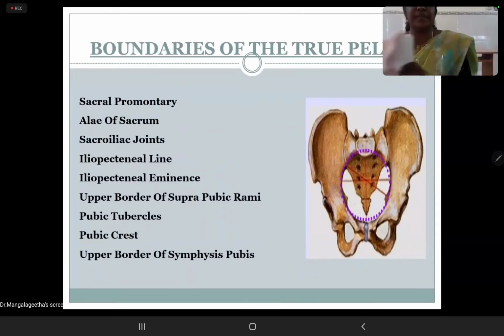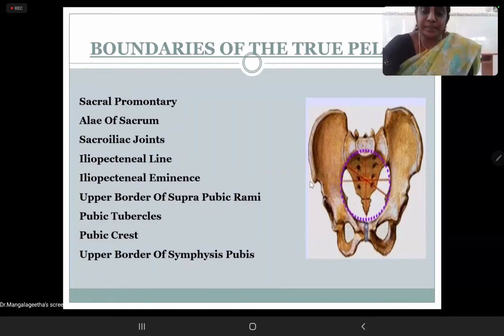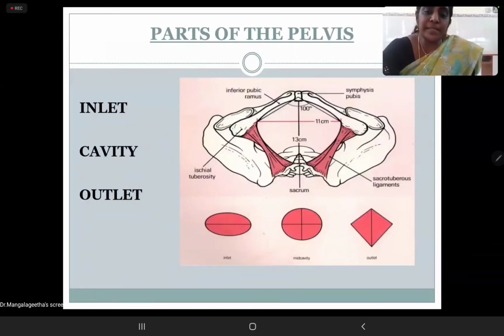Now, boundaries of the pelvis. You can see it in the picture. We start from posterior, the sacral promontory. Then you have the ala of the sacrum, the sacroiliac joint, the iliopectineal line, the iliopectineal eminence, then the upper border of the superior pubic rami, the pubic tubercles, pubic crest, and the symphysis pubis. Usually they will ask you to show the boundaries of the true pelvis in the exam. The pelvis is divided, as we all know, into the inlet, cavity, and the outlet.